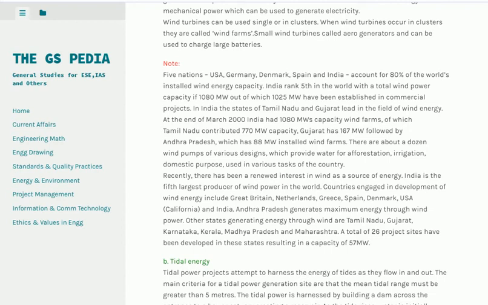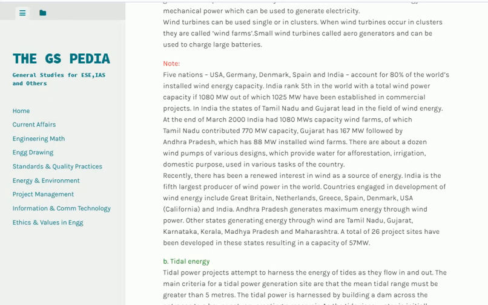Andhra Pradesh generates maximum energy through wind power. Other states generating energy through wind are Tamil Nadu, Gujarat, Karnataka, Kerala, Madhya Pradesh and Maharashtra. A total of 26 project sites have been developed in these states, resulting in a capacity of 57 MW.